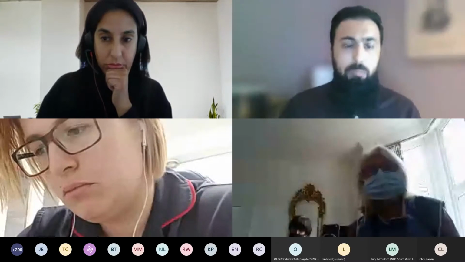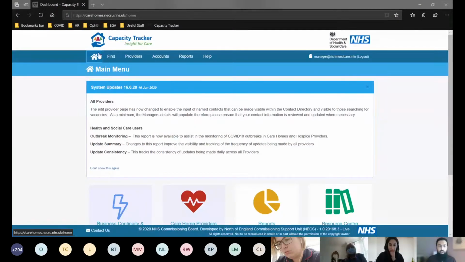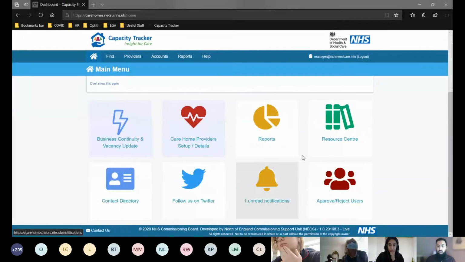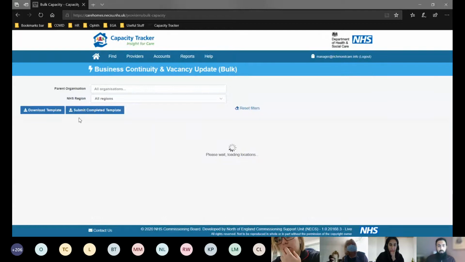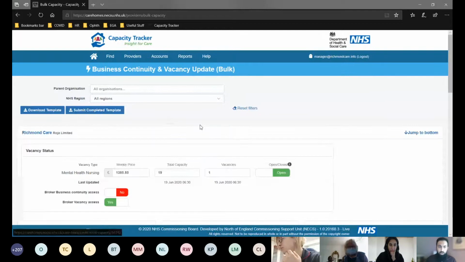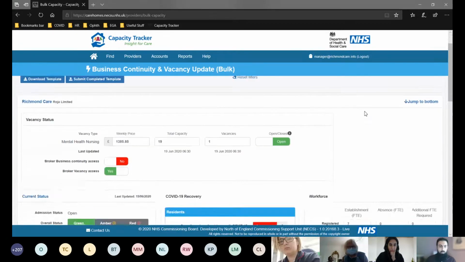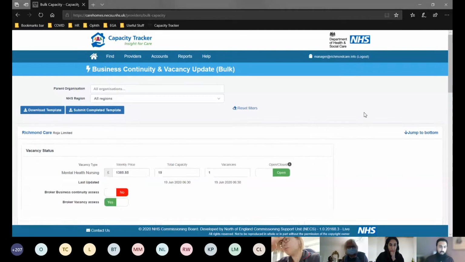You should be able to see that. When you first log into Capacity Tracker, this is the main menu that you'll see, and it has a little bit of information around what is available within Capacity Tracker. The best way to update is by going to the business continuity / vacancy updating providers, or you can click on this button here. I'm mimicking a home. I've got a user for a Manchester home, so hopefully not useful information to you.